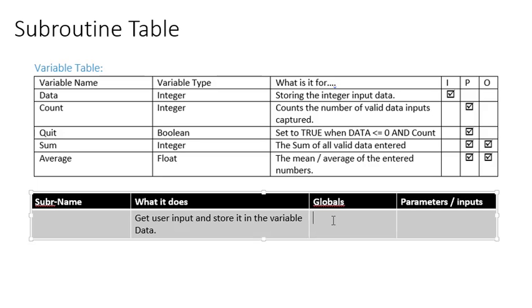The next question I need to answer is what global variables, if any, is the subroutine going to need to work with? And the answer is, well, obviously it needs to work with the global variable data. Does it need to work on anything else? The answer is no. So that is all I need to have in my global list.